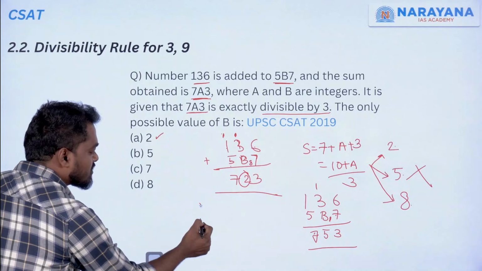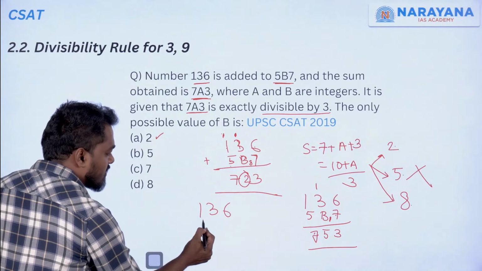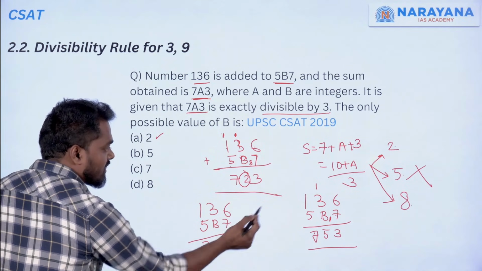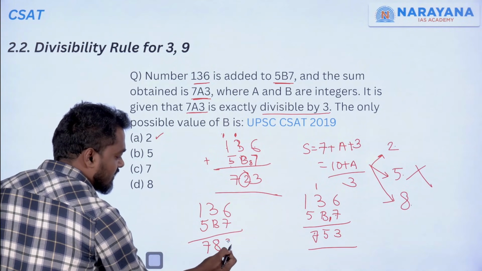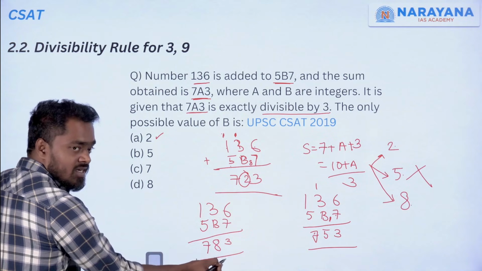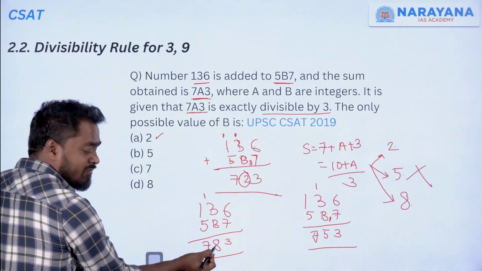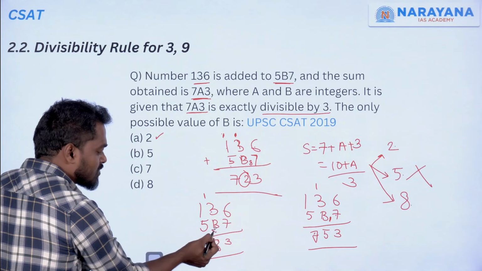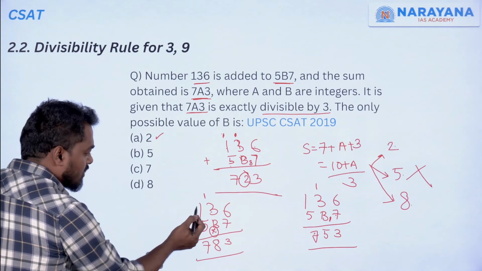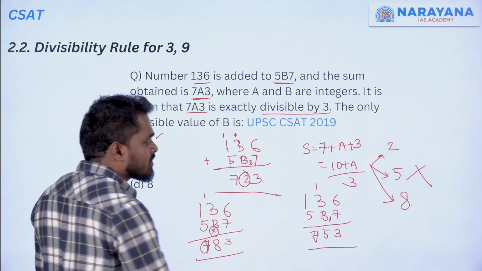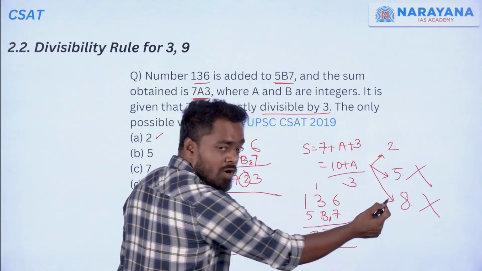So similarly, check for 136, 5b7 and 7a3. That means 783. Again 6 plus 7, 13. 1 is carried. 1 plus 3, 4. And you have to get 8. So that means b value should be 4. Now 1 plus 5 should be 6. Here it is given 7. So that means this is also not possible.